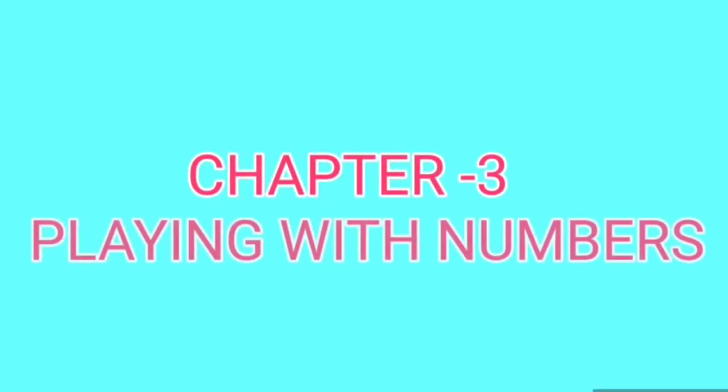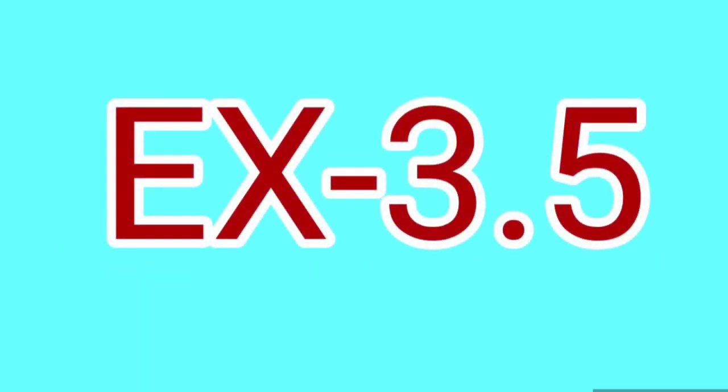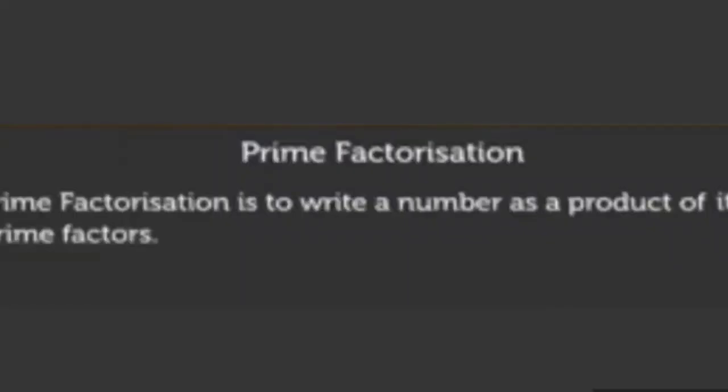Hello scholars. Today I am going to continue chapter number 3, playing with numbers. And today we will start exercise 3.5. But before that, let's see some of the definitions. So first one is prime factorization. Prime factorization is to write a number as a product of its prime factors.